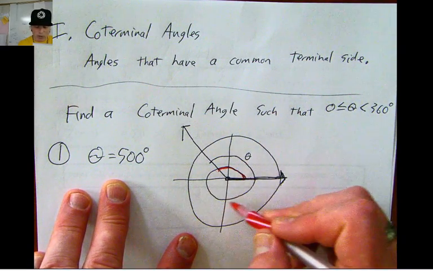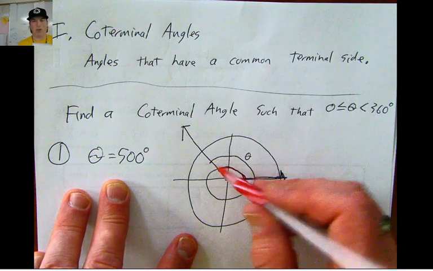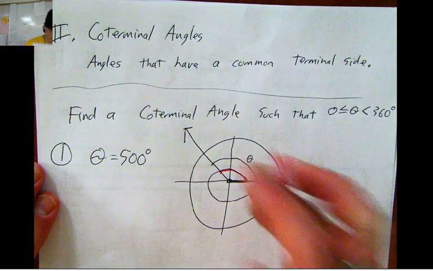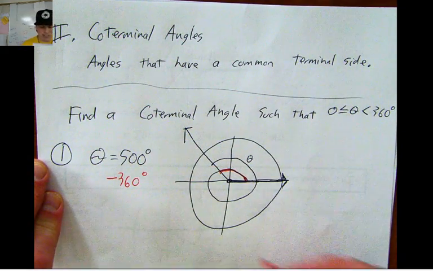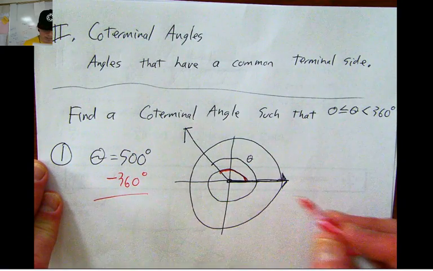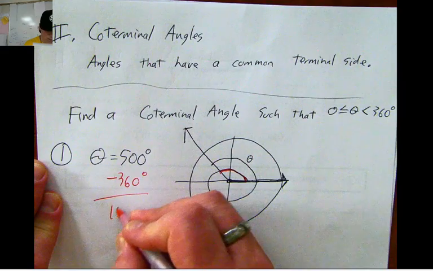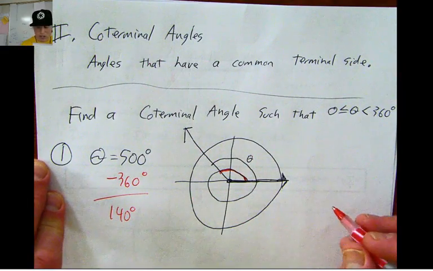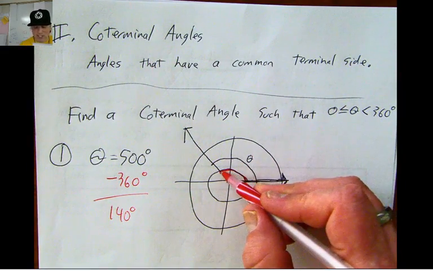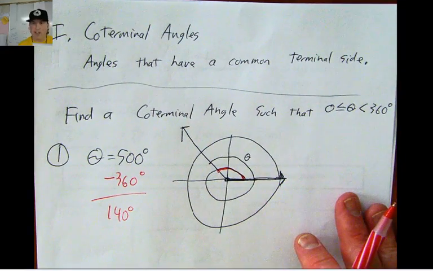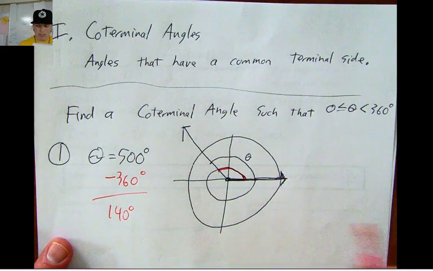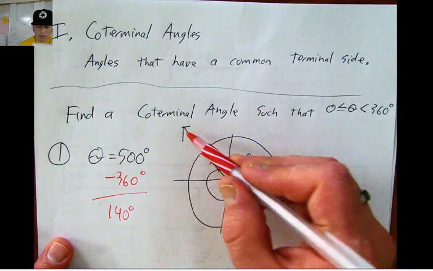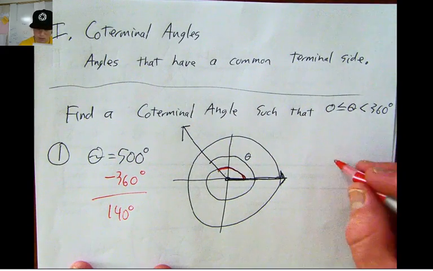Well, if you know that you went an extra time around the circle, that's 360 degrees. So I'm just going to subtract 360 degrees from this, and I get 140 degrees. So this could be viewed as just being 140 degrees instead of being 500 degrees. So that's a coterminal angle because they're in the same location, the two look the same.